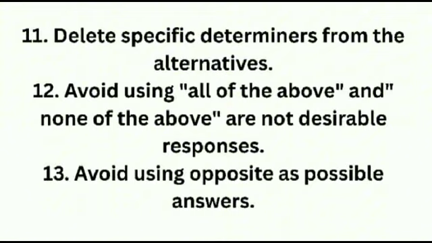Next example is these options are often unreliable because they can give away the correct answer or make the question too easy to guess. Last is 13, example is do not place directly opposing answers next to each other. This makes it too obvious which answer is correct.